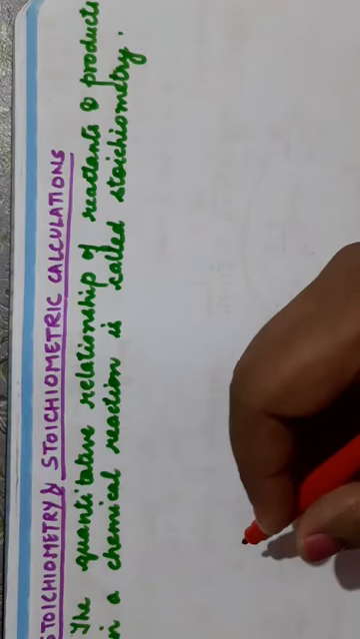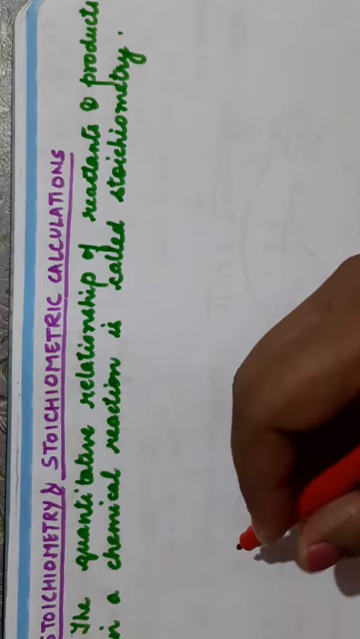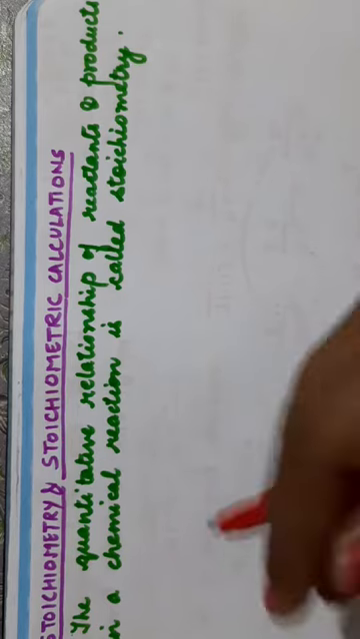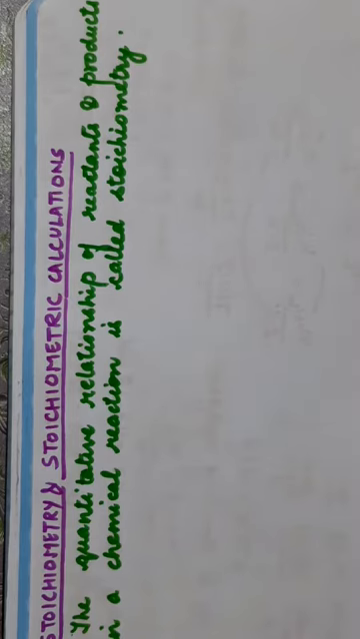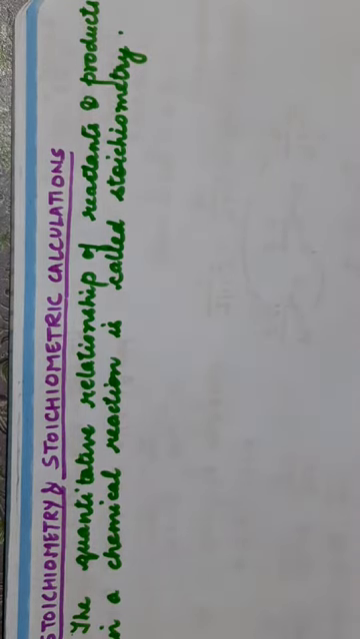Students, in this video you will learn about yet another important topic of the first chapter of class 11, that is stoichiometry and stoichiometric calculations. Now for understanding what is stoichiometry and stoichiometric calculation, first you must know what is stoichiometric coefficient. Now what is stoichiometry? It is a quantitative relationship of reactants and products in any chemical reaction.